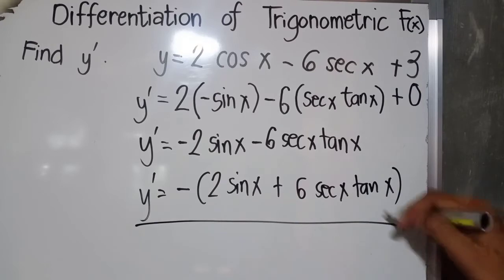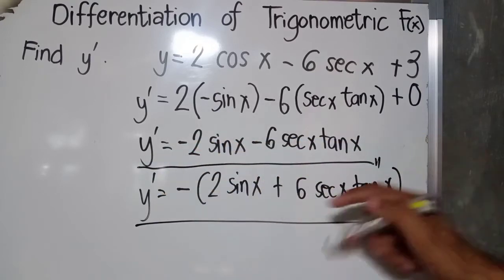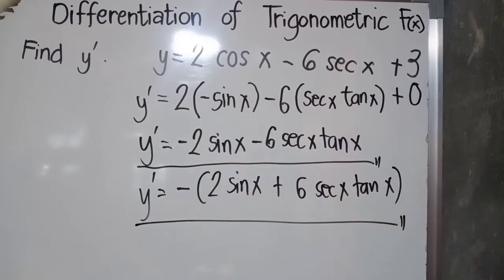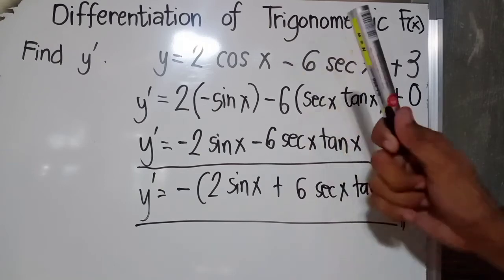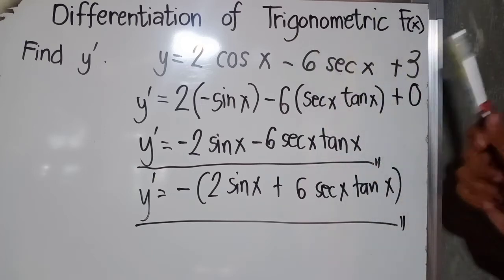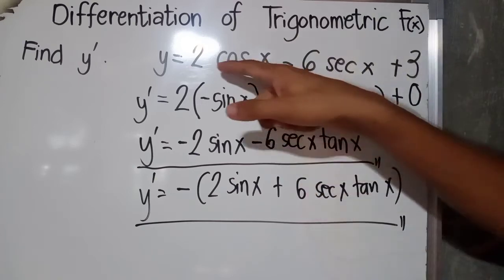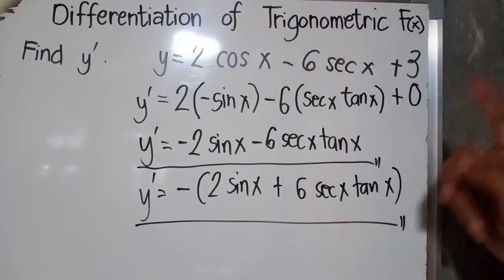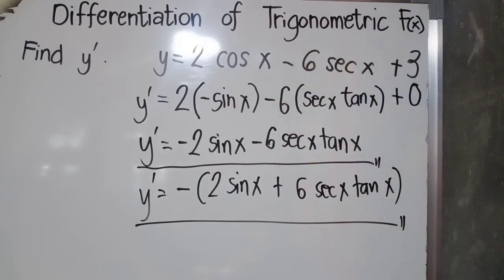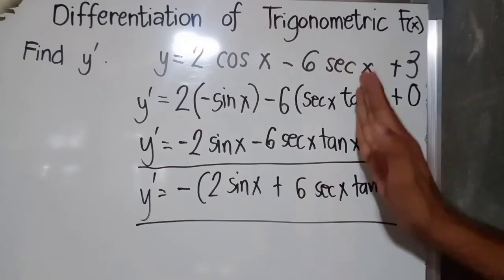So, it's either of the two. Pwedeng ito na. Simplified form is this one when you factored it with a negative 1. So, ulitin lang natin. In this example, 2 cosine x minus 6 secant x plus 3, since trinomial siya, separated by subtraction and addition, you're just going to get a derivative per each term.